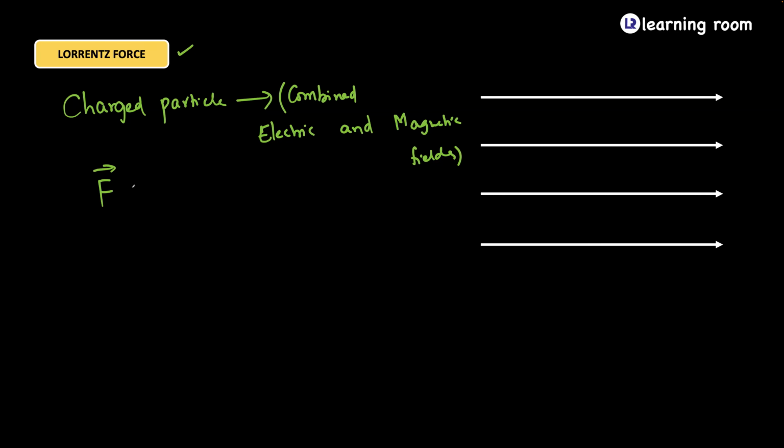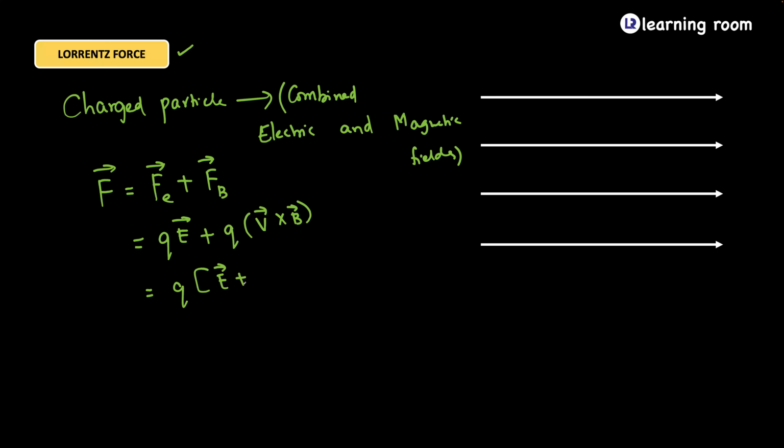Then the net force experienced by the charged particle will be equal to, can I call it as electrostatic force plus magnetic force? So what is going to be the value of electrostatic force it will experience? It will be Q into E vector. Plus what is going to be the magnetic force it will experience? Q into V vector cross B vector. So this will be Q into E vector plus V vector cross B vector. So are you able to understand here? And this force, which is experienced due to the combined system, is what is called as Lorentz force.